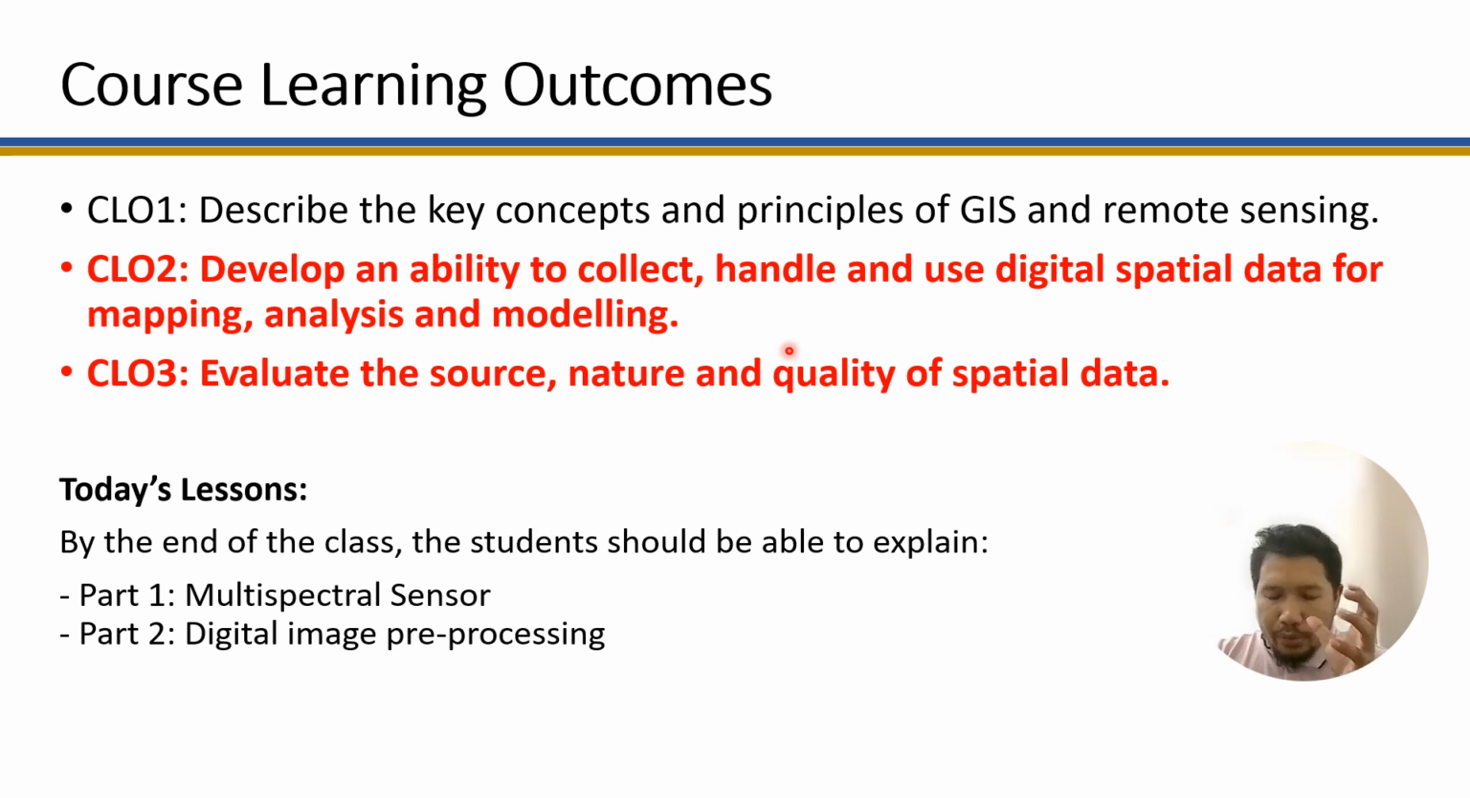In today's class, we will focus on two final course learning outcomes, CLO2 and also CLO3. CLO2 is to develop the ability to collect, handle, and use digital spatial data for mapping, analysis, and also modeling, while CLO3 is to evaluate the source, nature, and quality of the spatial data. For this lecture, we will be covering two main topics, which are part 1, multispectral sensor, and part 2, digital image pre-processing. But for this video, we will focus more on part 1, which is the multispectral sensor.